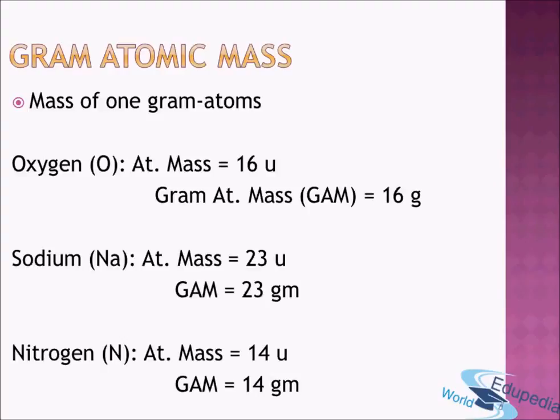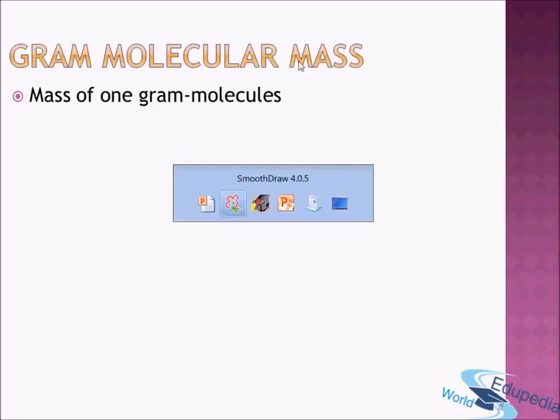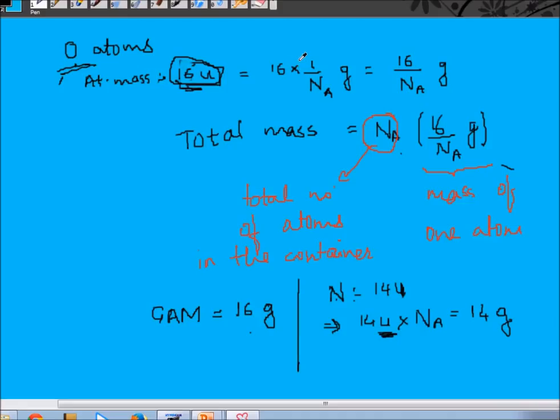There is no change in the concept, the only difference is that in gram molecular mass we talk about molecules, like in gram atomic mass we talked about atoms. So gram molecular mass refers to the mass of 1 gram molecules. In gram atomic mass we said it is the mass of 1 gram atoms. So gram molecular mass is the mass of 1 gram molecules. Let's refer to it using GMM, gram molecular mass.